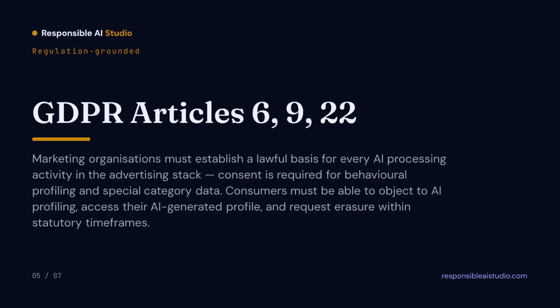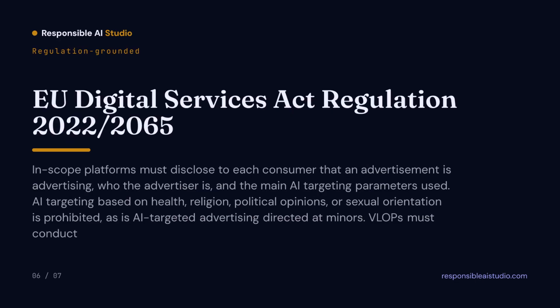GDPR Articles 6, 9, and 22 require a documented lawful basis for every processing activity, explicit consent for special category data, and a defensible position on automated decision-making. The framework maps each use case to the correct obligation and produces the DPIA supporting records that demonstrate Article 22 compliance. The DSA's targeting transparency rules and the FTC's disclosure requirements for AI-generated content sit in the same document.